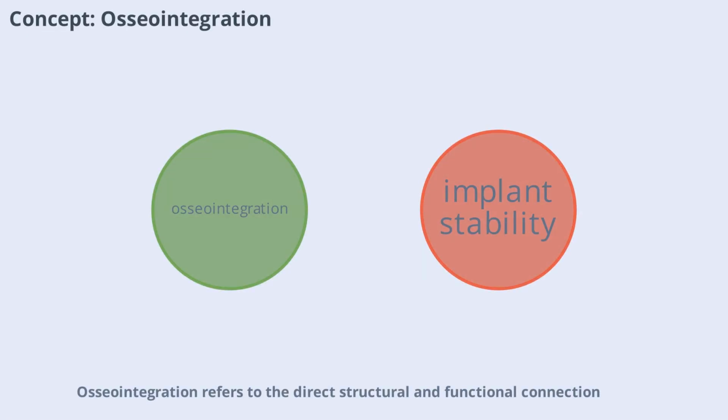Osseointegration refers to the direct structural and functional connection between living bone and the surface of a dental implant. This process is essential for implant stability and long-term success. In peri-implantitis, the coronal portion loses bone support, while the apical portion often remains osseointegrated until late stages.